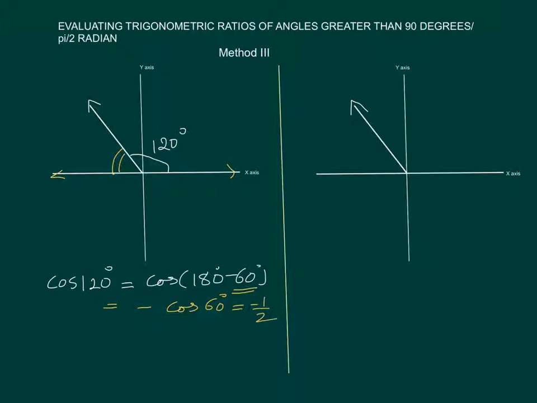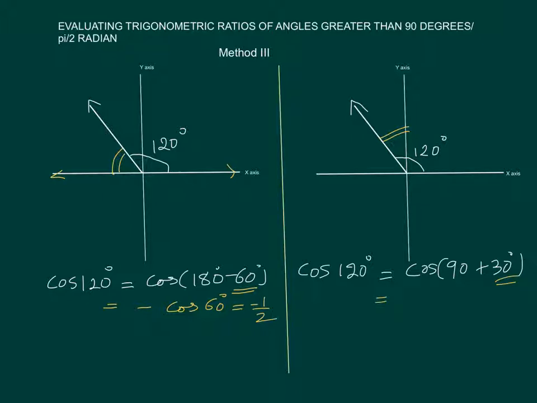Let us look at the same angle with the y-axis as the line of reference. Say again I have to find cos 120 degrees. We can write it as cos of 90 plus 30 degrees. Now basically this 30 degrees is our reference angle with respect to our y-axis.